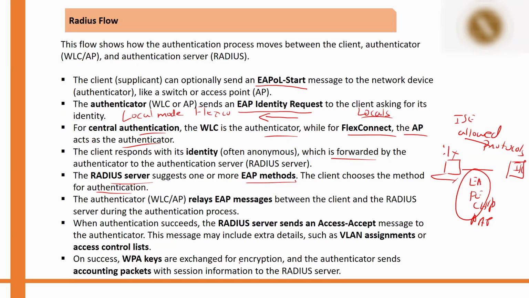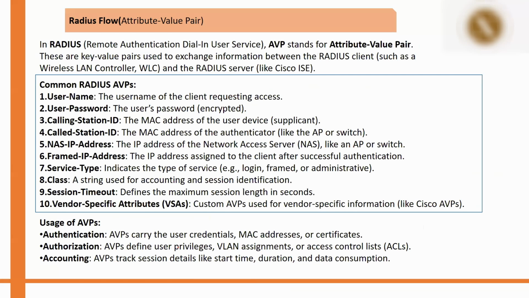WPA keys are exchanged for encryption, and the authenticator sends accounting packets with session information to the RADIUS server. So this is an important point: how these transactions are secured, obviously by using the tunnel protocol, EAP-TLS and all, and also on top of that the encryption is being used. That is through WPA, Wi-Fi Protected Access keys, WPA2, WPA3. With that, the key exchange is happening, and that is how it is encrypted. I hope that is clear.